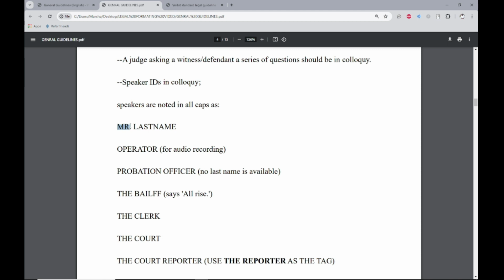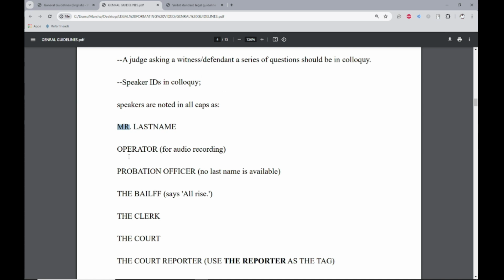Then we have Mr. and the last name. So if the judge's name was Anthony Brown Smith, you are going to say the last name, which is Smith. So the speaker ID is going to be Mr. Smith. All right, Mr. Smith, the last name.